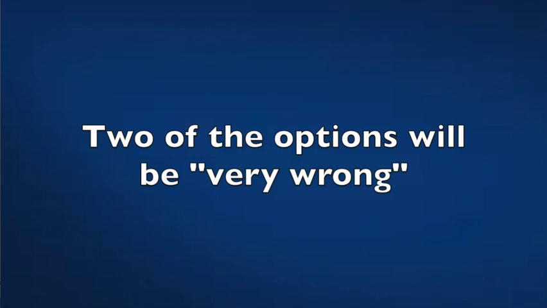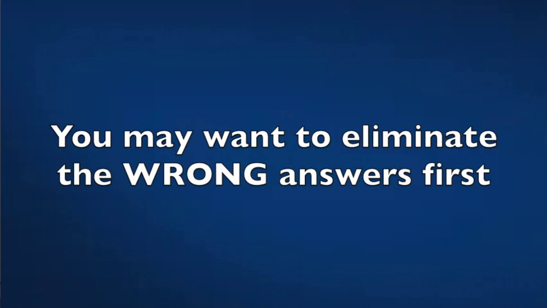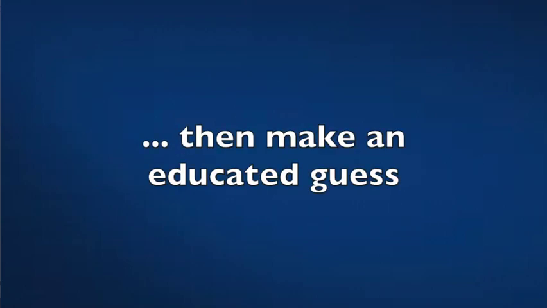Typically, those that make the APUSH test will provide 2 obviously wrong answers of the 4 options. So some people like to eliminate the wrong answers first and then be left with the correct answer. Or eliminate obviously wrong answers and then, worst case scenario, you can make an educated guess on the remaining options.